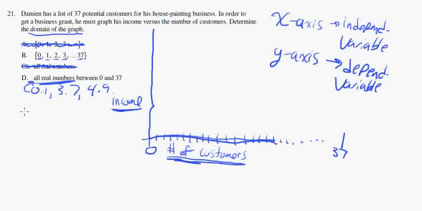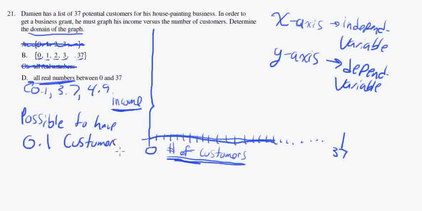Now I'll ask you this. With D, because again the x-axis represents our number of customers, is it possible to have 0.1 customers? Or is it possible to have 0.5 customers, or maybe 4.9 customers? Is it possible to have these decimal customers? Well, probably not, because a decimal customer would basically mean that you're not a whole person, or a person that's not able to do anything.